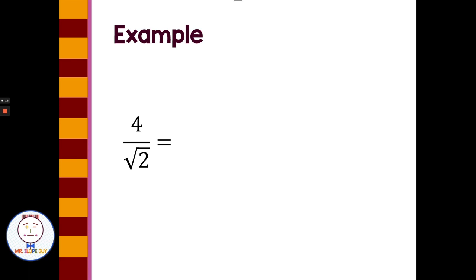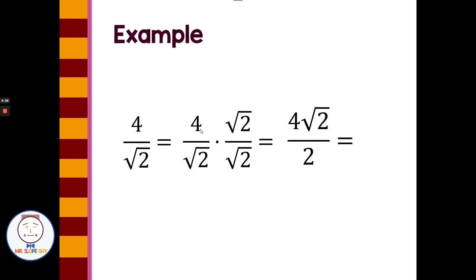What if I had 4 over the square root of 2? Well, I can multiply the top and bottom by radical 2 over radical 2. 2 times 2 is 4, and the square root of 4 is 2. On the top, I'm just going to have 4 times radical 2.